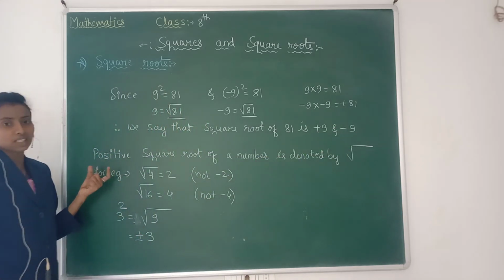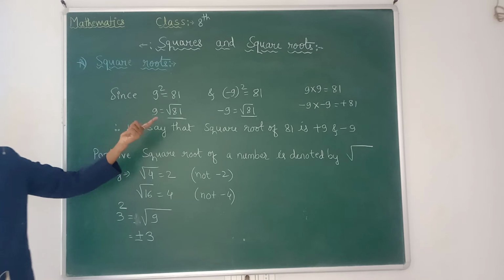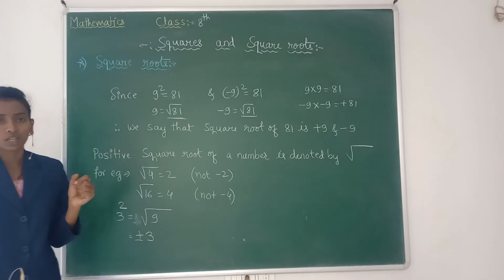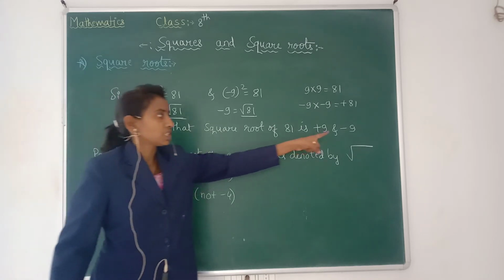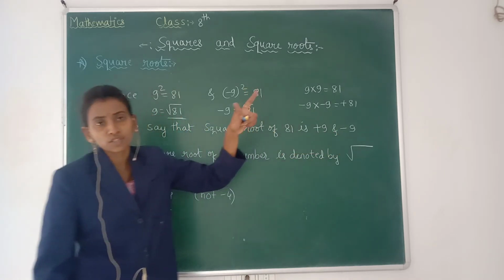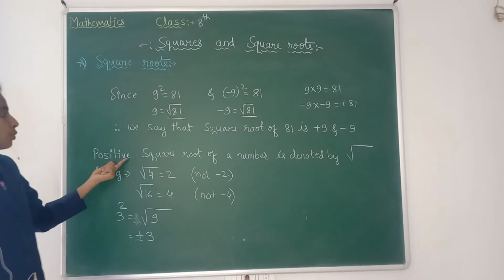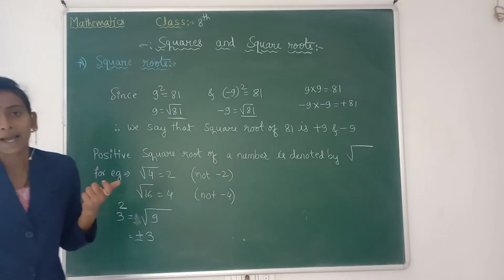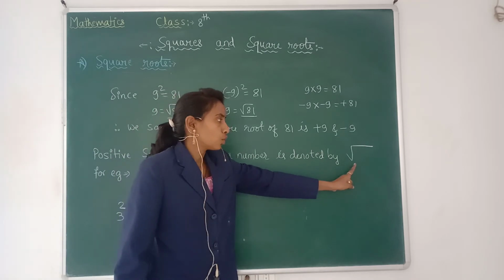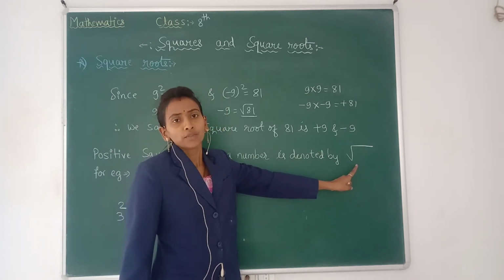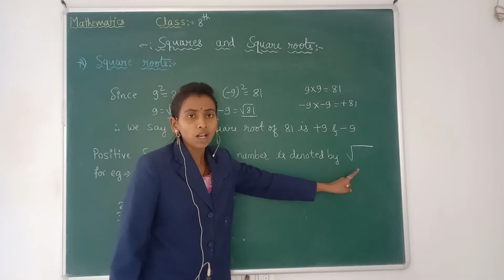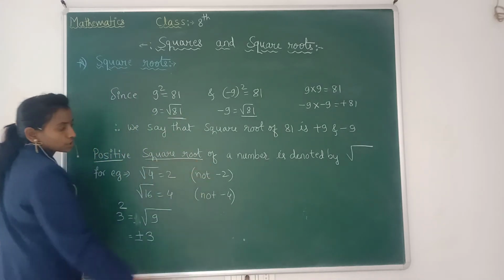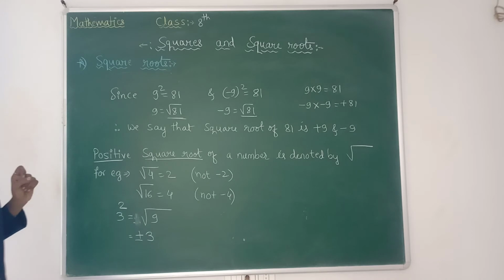But in this chapter, squares and square roots, you have to consider only the positive integer, not the negative integer. Only you have to consider the positive integer. So the positive square root of a number is denoted by this symbol. To indicate the square root, we use this symbol for only the positive square roots, so for the positive integers.